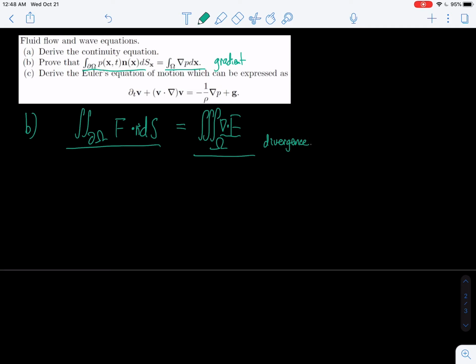Okay, so the divergence theorem is what I wrote down here. This is the divergence theorem. Don't confuse the divergence theorem with the divergence operator. This is the divergence operator. But we're going to use this to prove part B, okay?